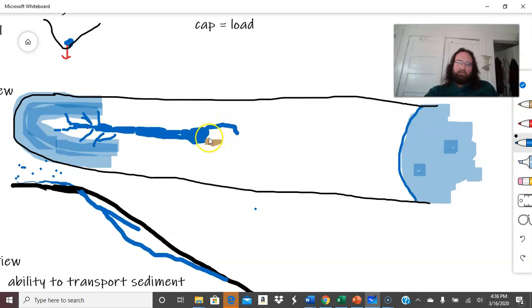The river is still trying to find the shortest, steepest route to the ocean. What you're starting to see here is the river starting to get its own way as the load gets greater than the capacity. And what you'll start to see here is, opposite the side of the river where that first little pile of sediment comes out, you'll start seeing some erosion taking place.